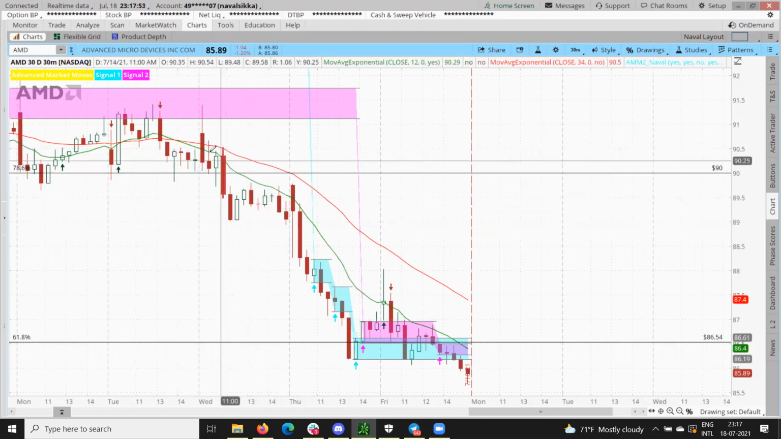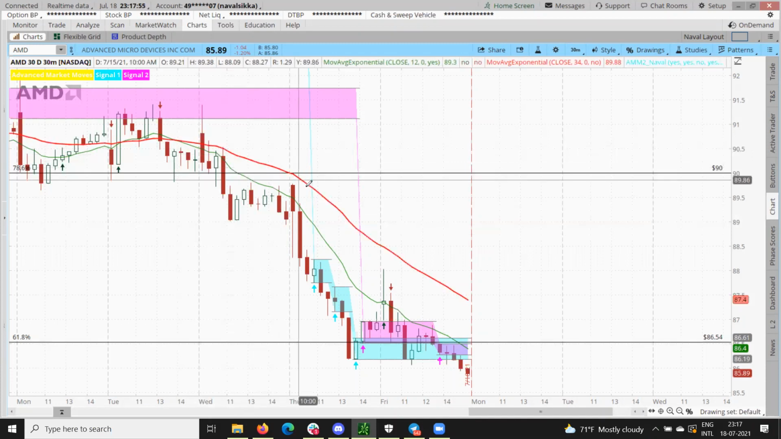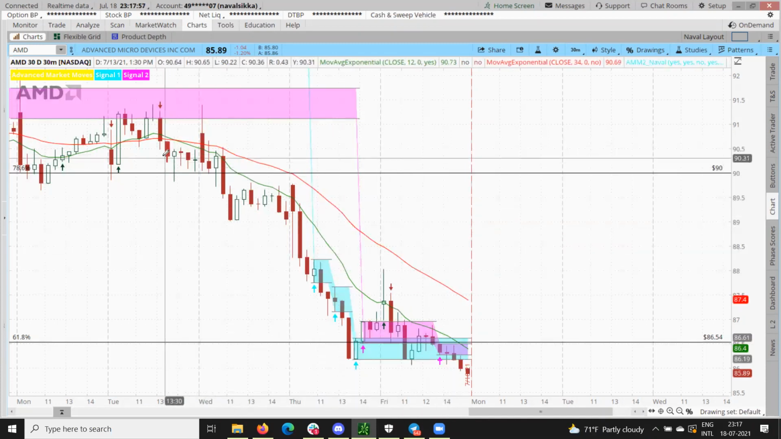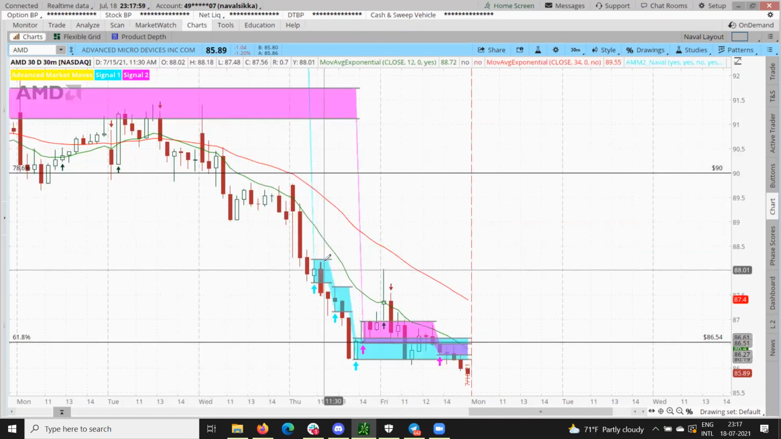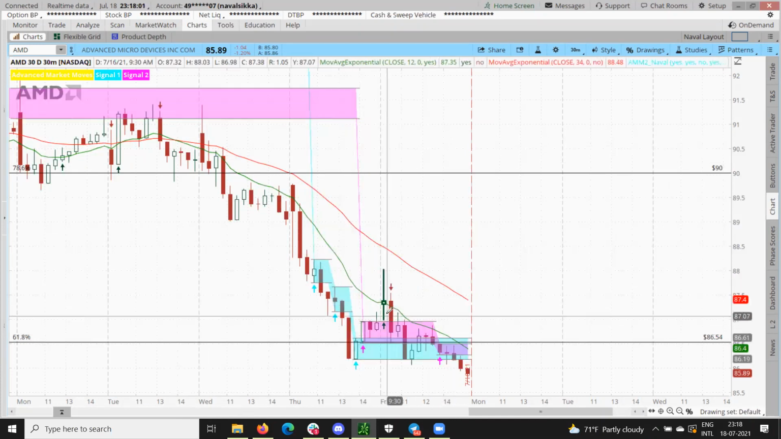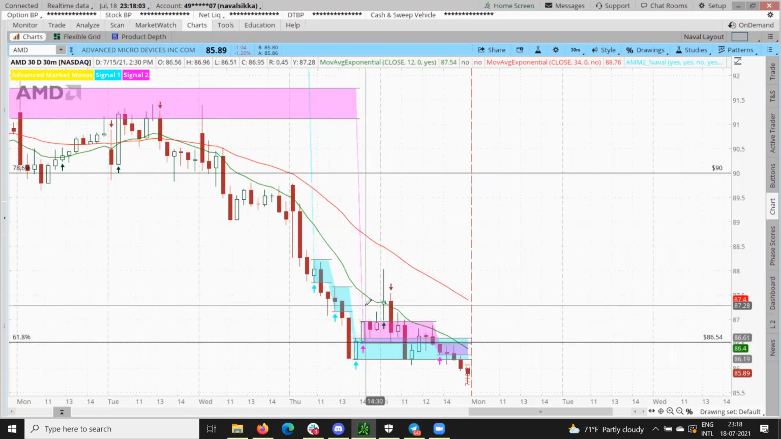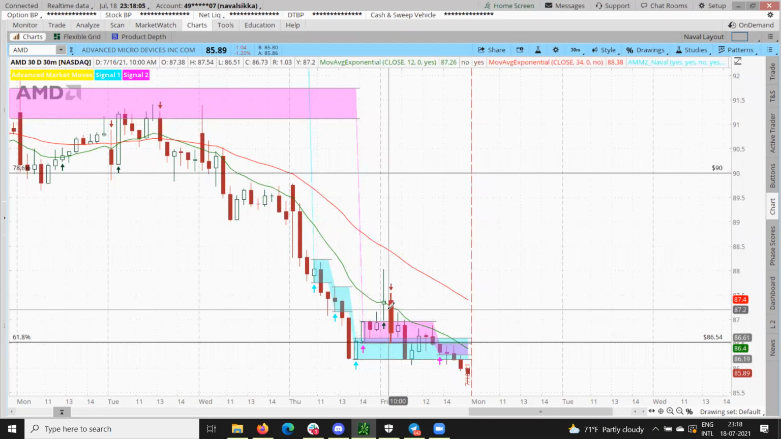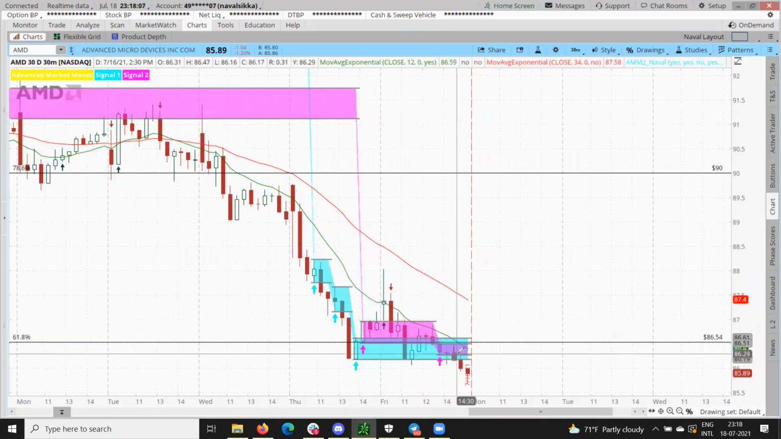See, once it breached the red line, it's not there in the picture anymore. It's always trying to test the green line. As and when it comes to the green line, short it. Whenever you short it, you will be in profit.